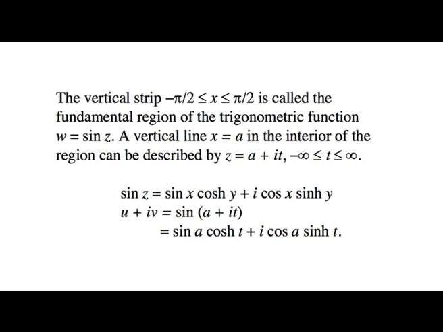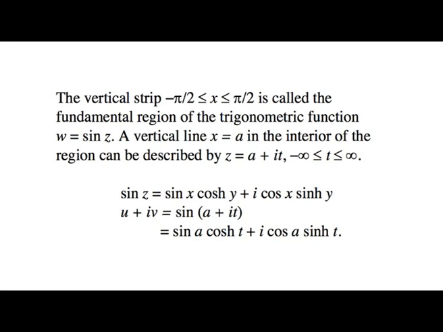Now, consider the vertical strip minus pi by 2 less than or equal to x less than or equal to pi by 2, which we call the fundamental region of the trigonometric function w is equal to sin z. A vertical line x is equal to a in the interior of the region can be described by z is equal to a plus it, where t varies from minus infinity to plus infinity. If I expand sin z as sin of x plus iy, it is nothing but sin x cos hy plus i cos x sin hy.